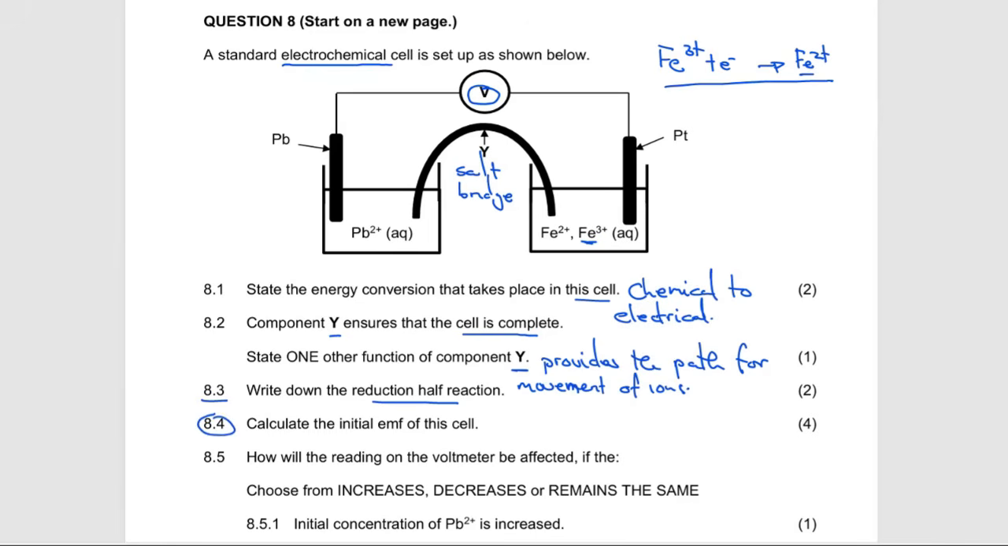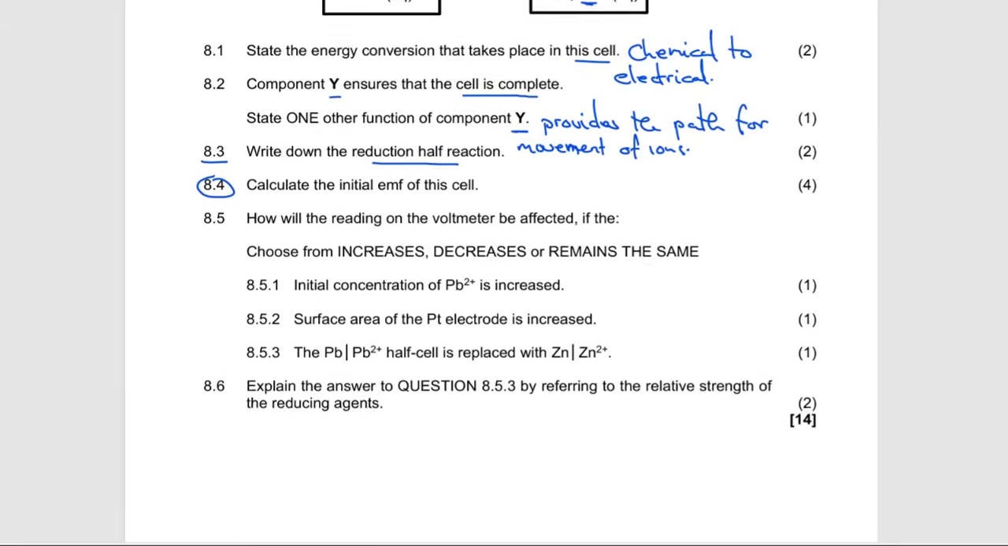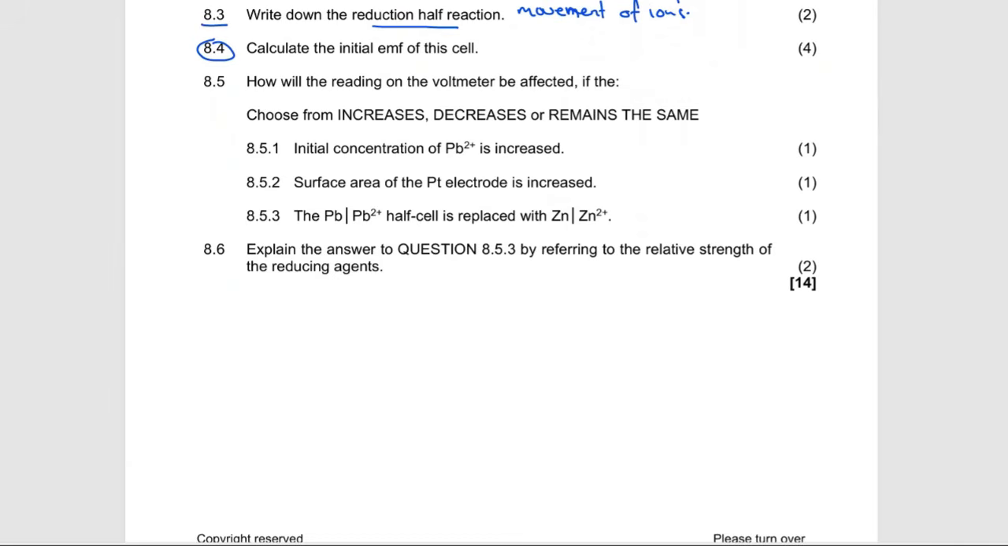It asks us to calculate the initial EMF of the cell. So for us to calculate the EMF of the cell, we're going to employ the formula E theta cell is equivalent to E theta cathode. Take note, we are supposed to write cathode in full. If you write E cat and E n anode, it is going to be wrong. So your cathode should be written in full minus E theta of the anode there.